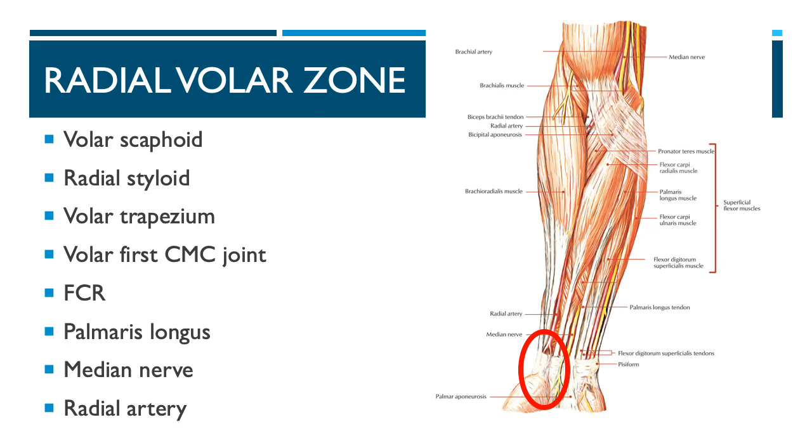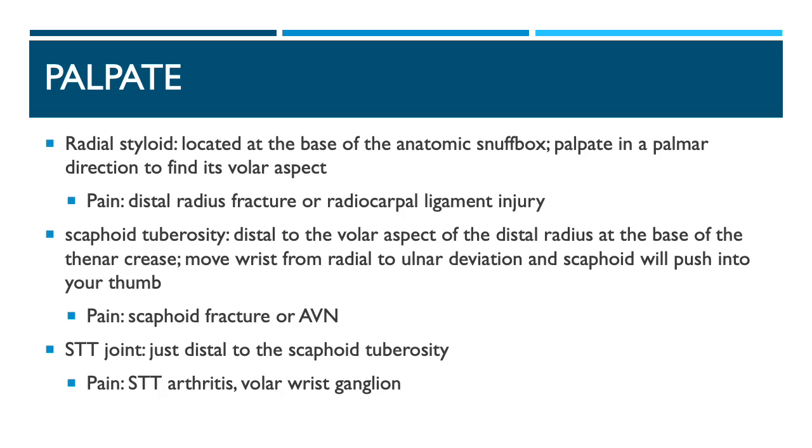In the radial volar zone, you'll find the volar aspect of the scaphoid, the radial styloid, the volar aspect of the trapezium, the volar first CMC joint, FCR, palmaris longus, the median nerve, and the radial artery. So to palpate the radial styloid, you'll start at the base of the anatomic snuff box, palpate in a palmar direction to find its volar aspect. Pain here could indicate a distal radius fracture or radial carpal ligament injury.